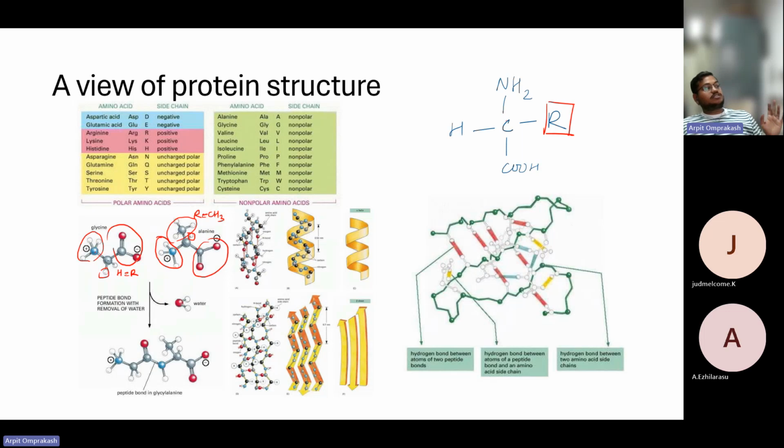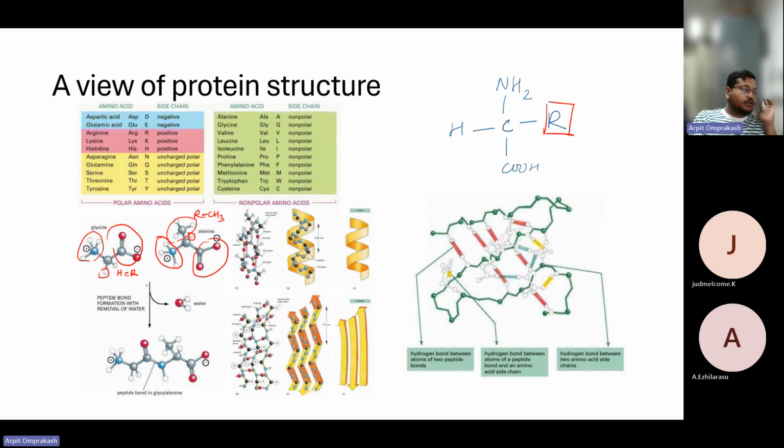So we have these individual amino acids. Based on the side group that they have, it can be non-polar. For example, glycine and alanine are non-polar because CH3 and H are both non-polar. But there can be other amino acids which have positive side chains or negative side chains, which make them polar and positively or negatively charged.